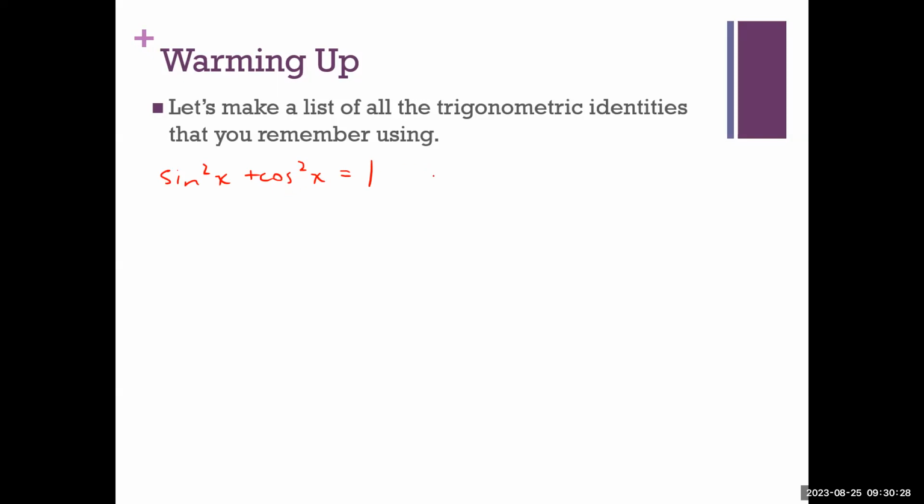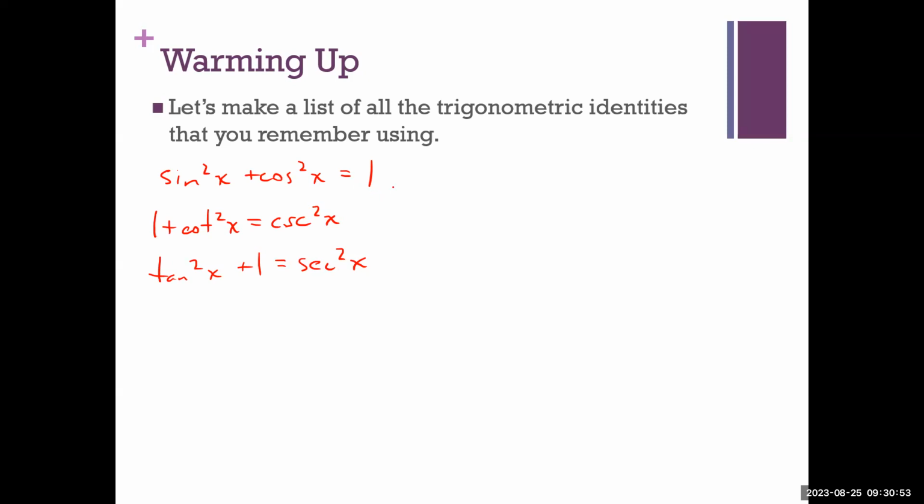One plus cotangent squared equals cosecant squared. One plus cotangent squared of x equals cosecant squared. Yeah, and then you can also do tangent squared plus one equals secant squared. Okay. And then all of these you can isolate for a single term.